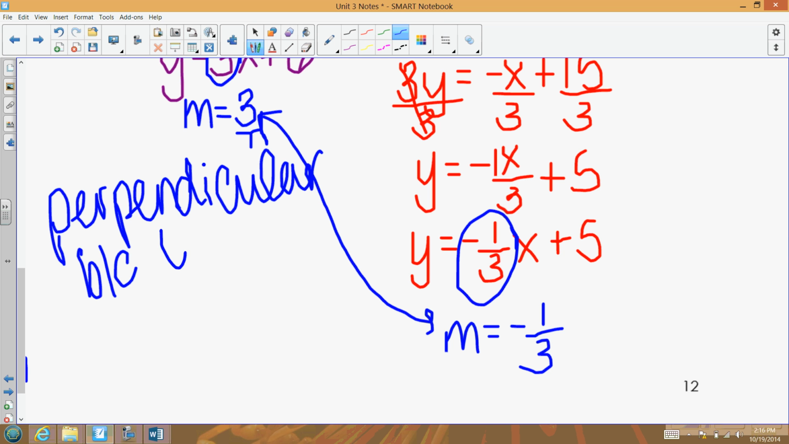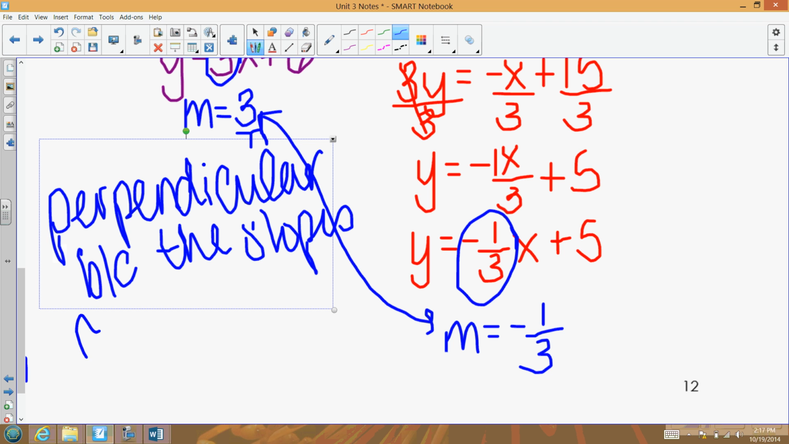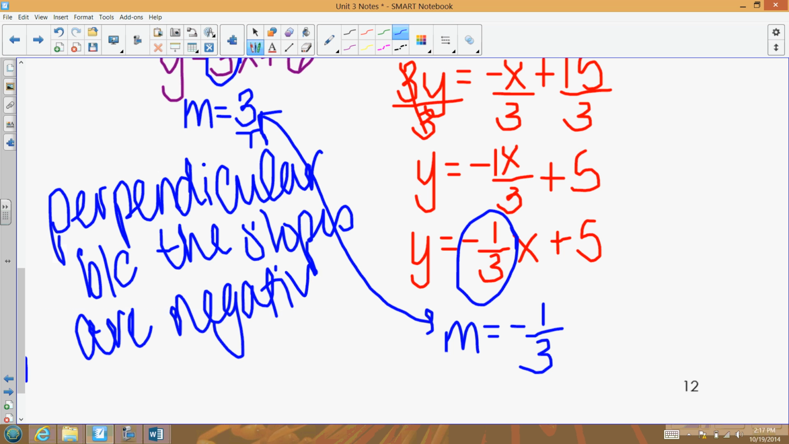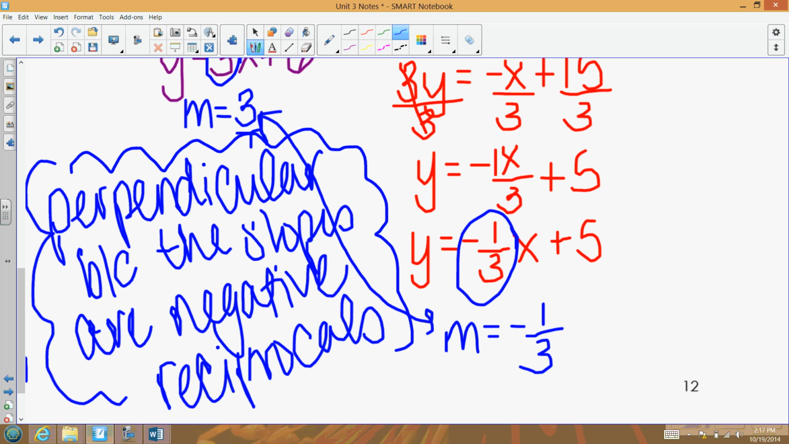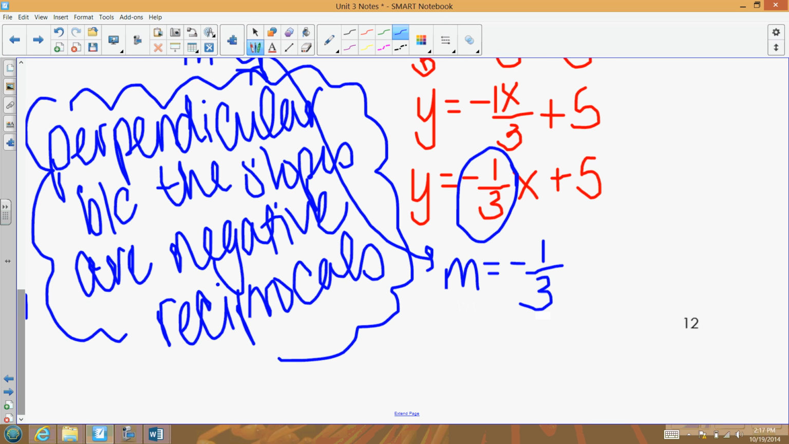Because the slopes are negative reciprocals. We flipped and we negated. So that's that first one. And for example, if I would have gotten 3 and 1/3, then it would have been neither, because they would have been reciprocals but not negative reciprocals. So that can happen, so just be aware of that.